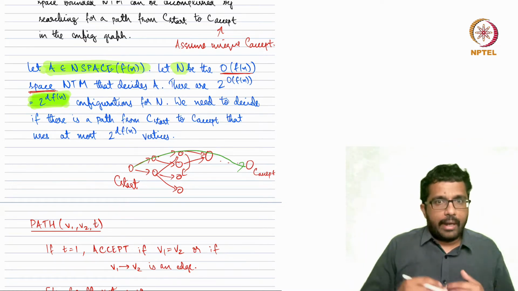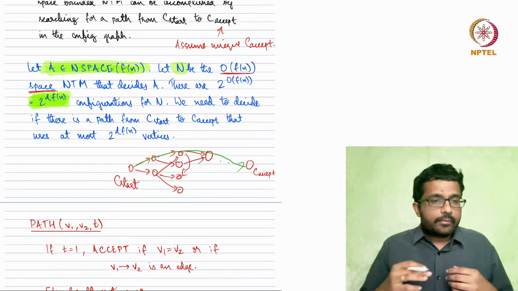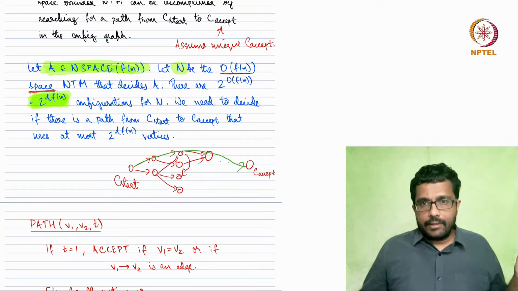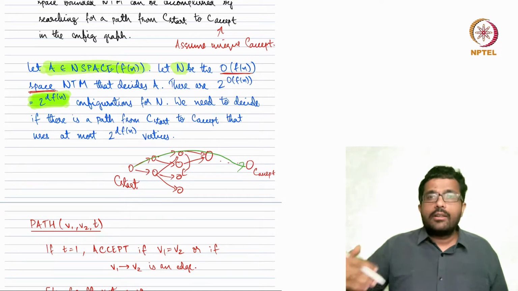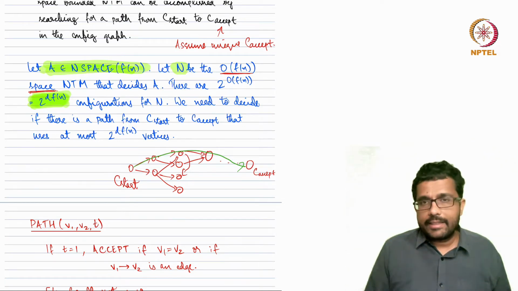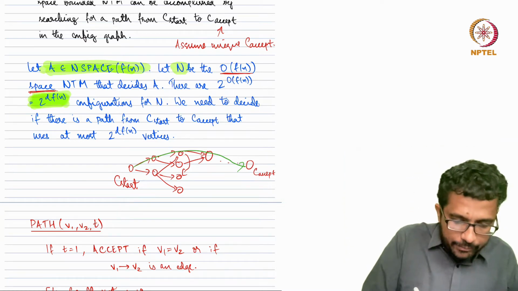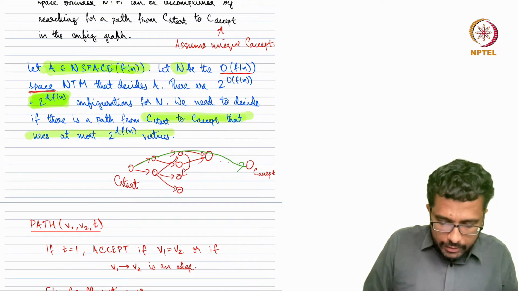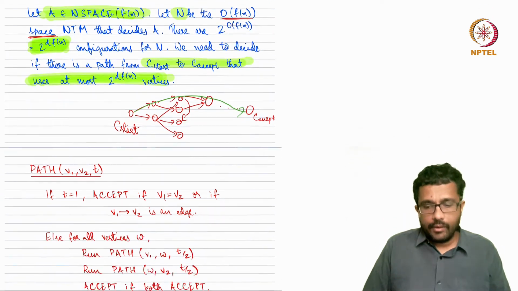So the maximum, if you have a graph with 10 vertices or 100 vertices, the farthest apart 2 vertices can be is of length 100, right? You can have a path from A to B of length 100, but not more than 100, because the total number of vertices itself is 100. So we just need to check whether there is a path from C start to C accept that uses at most 2 power dfn vertices, right?